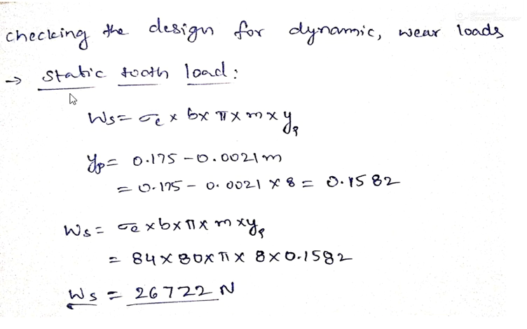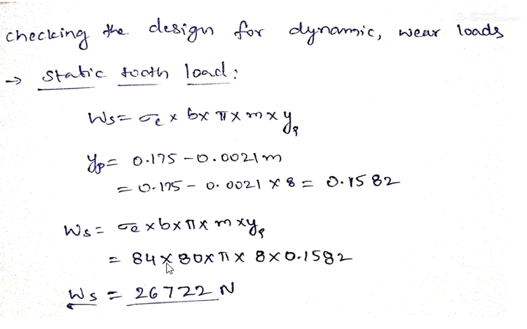First of all, let us calculate the static tooth load from this formula, sigma E into B into pi into m into y. We are doing the design for the pinion, so it is YP. Sigma E stands for the endurance strength of the gear material, which is 84 megapascal, given in the question itself. B is the face width, module, and YP. In the previous step we got YP as the equation 0.175 minus 0.0021 m, and m we got as 8, and when you simplify this YP value you get 0.1582.